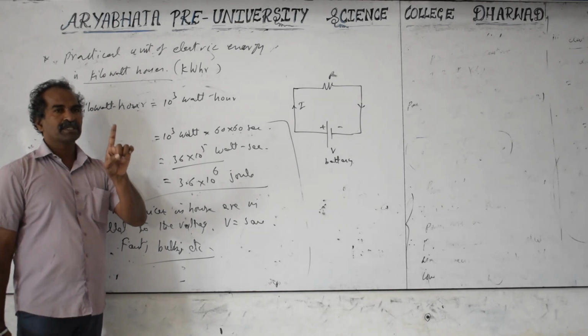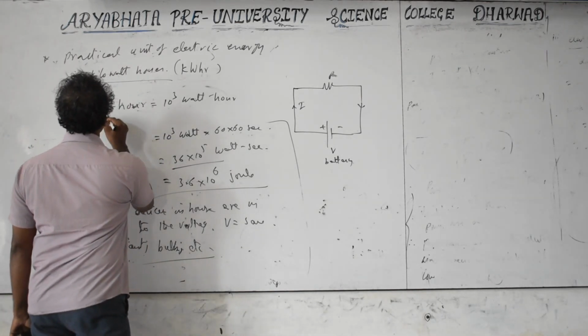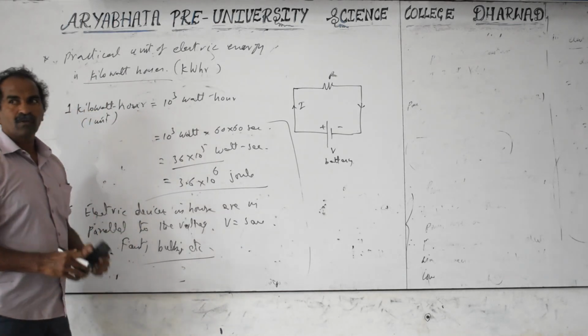They will mention it in units. 1 kilowatt hour itself is 1 unit. 1 kilowatt hour means 1 electrical unit. So 1 unit is equal to how much rate?